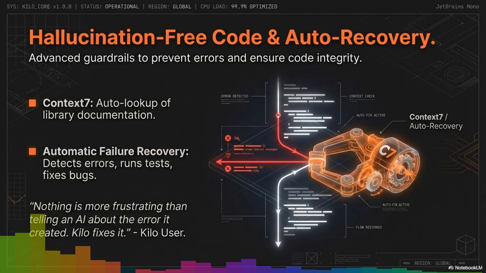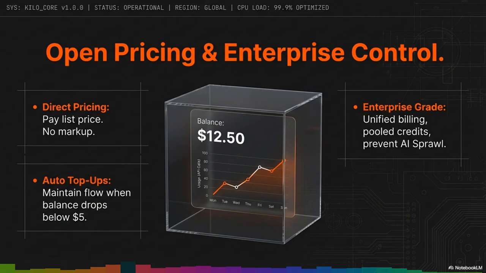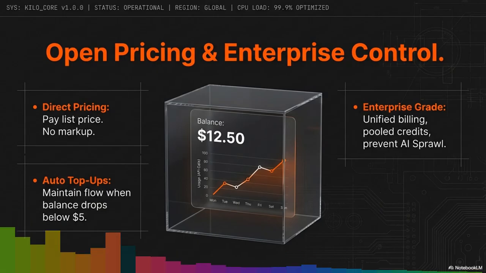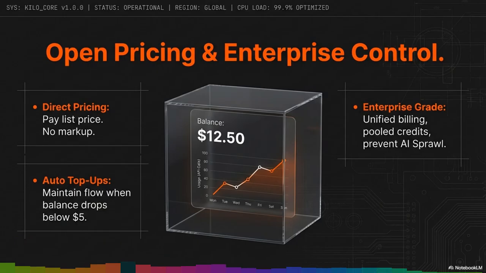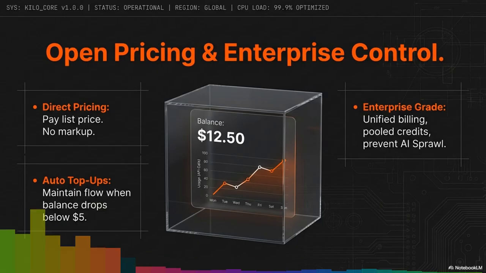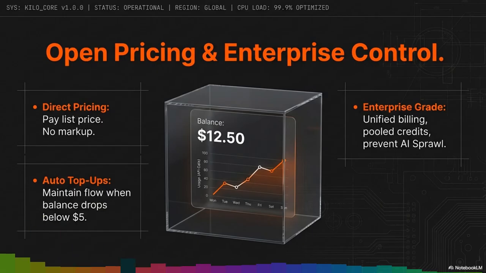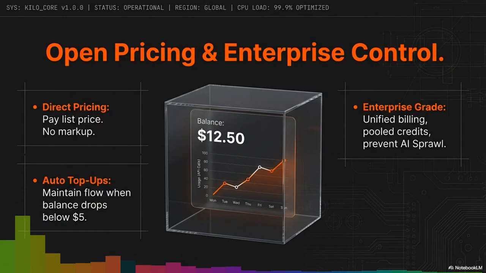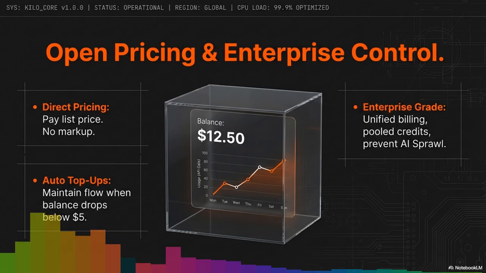And the pricing model is also different. It's not a flat monthly fee, it's pay as you go. It's a pass-through model, which is very rare. They claim you pay the exact list price of the provider. If Anthropic charges $10, you pay $10, no markup. Well, how do they make money then? Is this a charity? Yeah. No, not just charity.